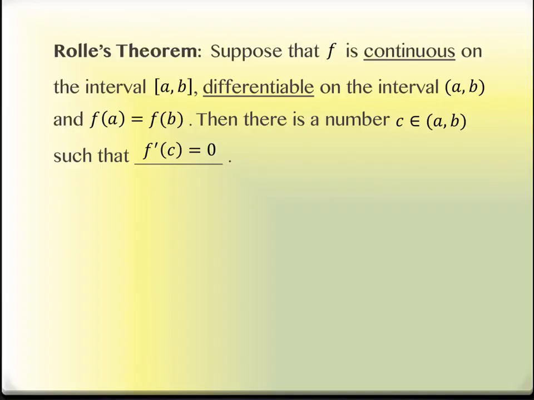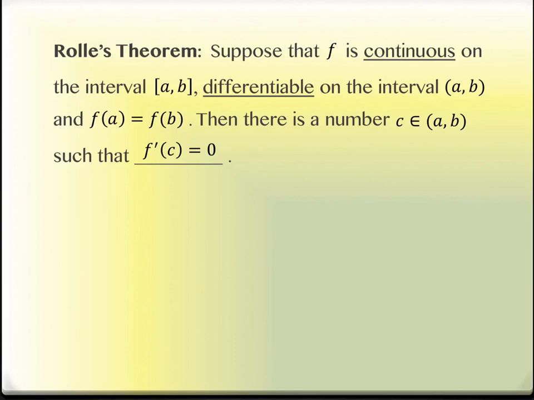So for starters, let's look at Rolle's theorem. Rolle's theorem says, suppose that we have a function that is continuous on a closed interval, and it's differentiable on that open interval. You can't be differentiable at the endpoints, or at least you don't have to be for this to work. And we have values, f of a and f of b, that are equal. So at our endpoints, we're at the same y value. I'll draw a picture in a second. Then there is a number c in between a and b such that the derivative at c is 0.